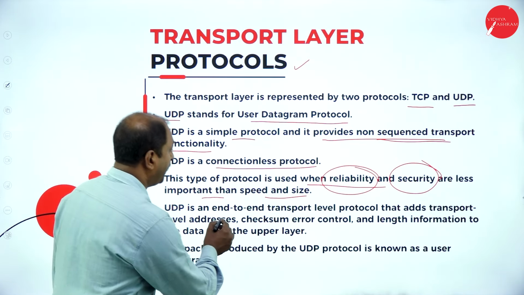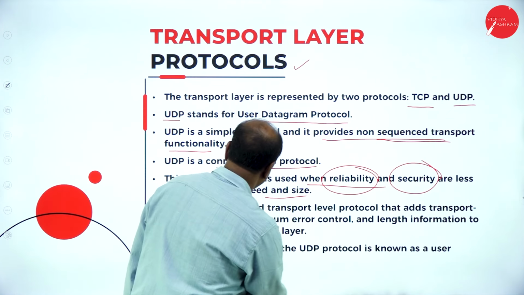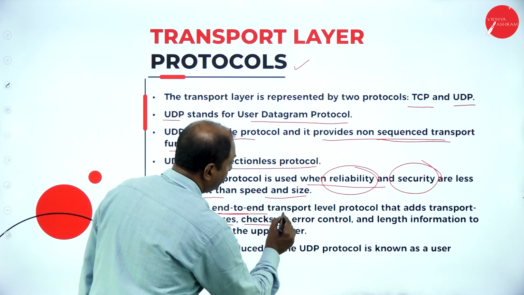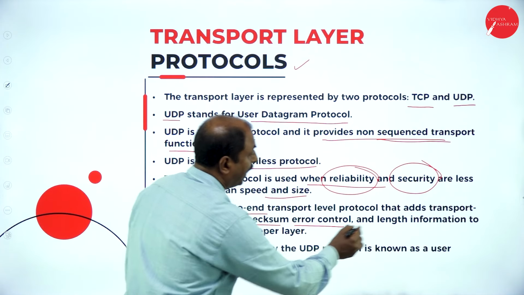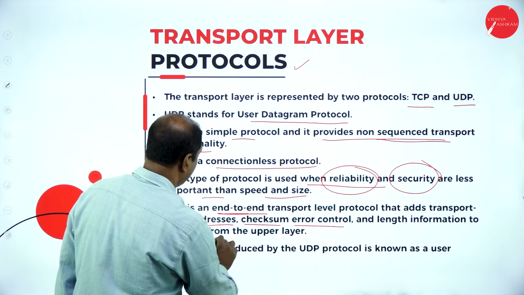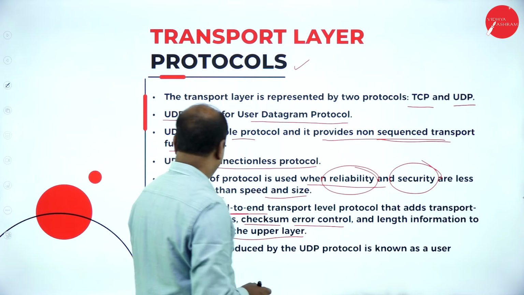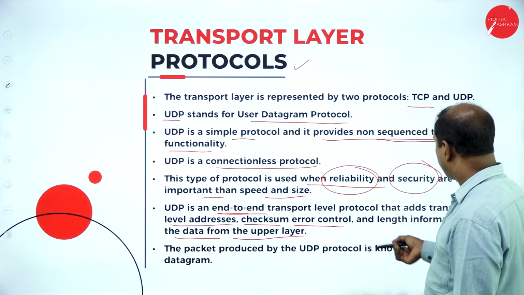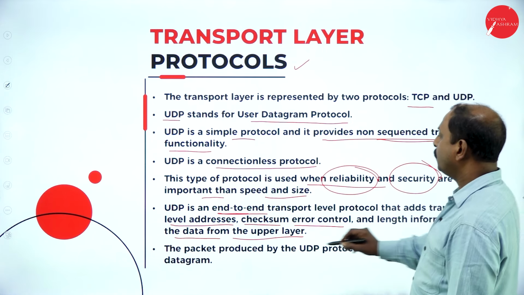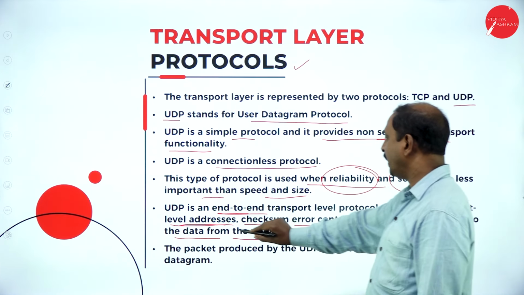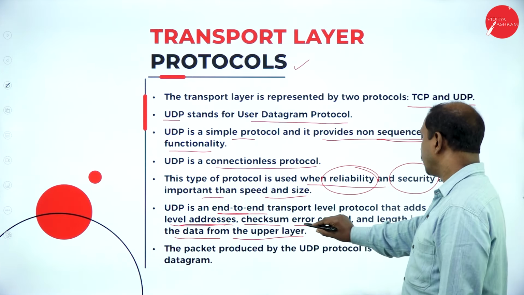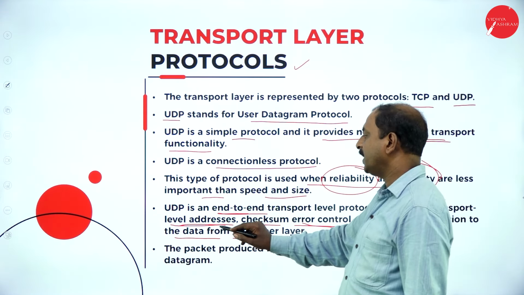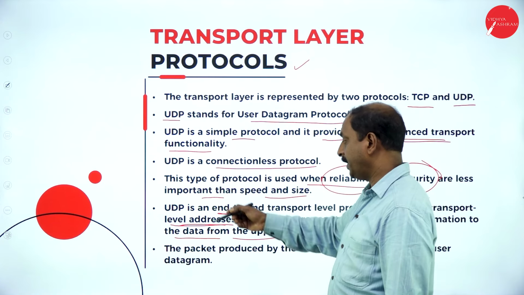It is an end-to-end transport layer protocol that adds transport level addresses, checksum and error control information to the data from the upper layer. This protocol takes care of the transport level addresses, adds checksum and error control and other information along with the data received from the upper layer.